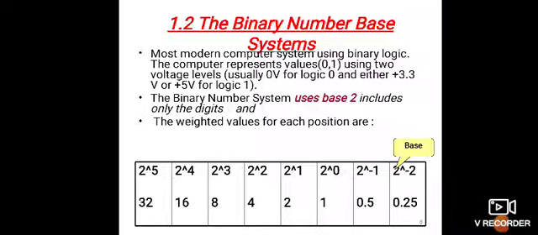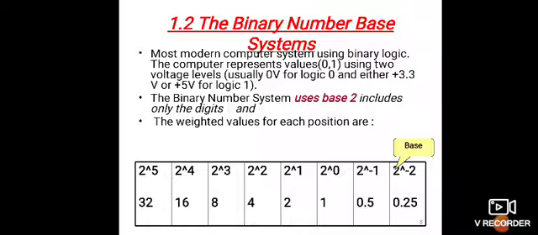The weighted values for each position are like in the decimal number system. Here again we will start the integer part by keeping the place values 2 to the power 0, 2 to the power 1, 2 to the power 2, 2 to the power 3, and so on. And for the fractional part, we will keep the positions as 2 to the power minus 1, minus 2, and so on. So it has been written over there.